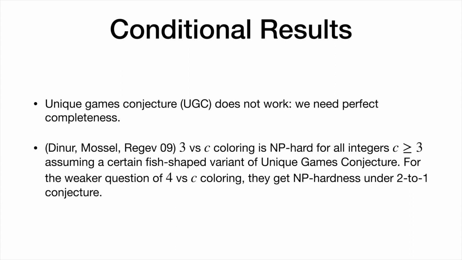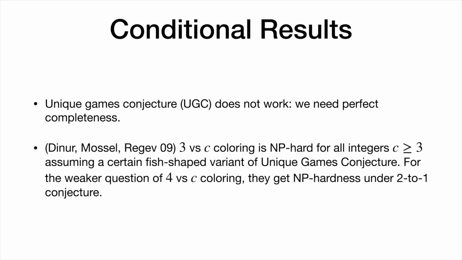They also proved that the 2-to-1 conjecture, which is also a different variant of the unique games conjecture, if assumed, implies that 4 versus C coloring is NP-hard for every C. Note that this is a harder problem and so easier to prove hardness.